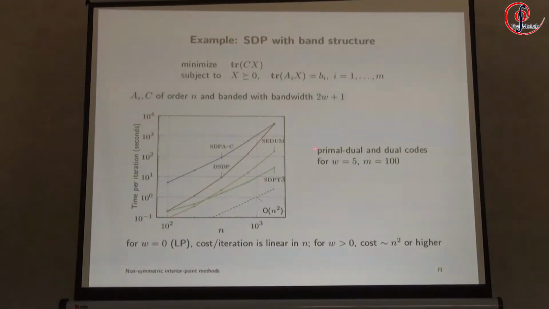Then you see that for all these solvers, the cost is at least n squared. And that's, I think, surprising, at least if you don't know how these methods work, because we know in the special case where W is 0, if you have diagonal coefficients and it's an LP, then the cost is linear in n. That's the cost of solving an LP as a function of the variables, if everything else is fixed.